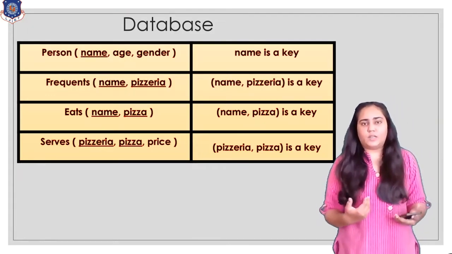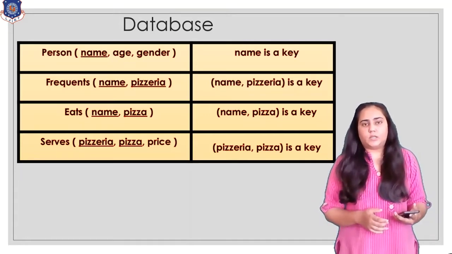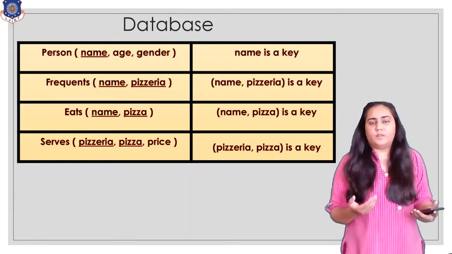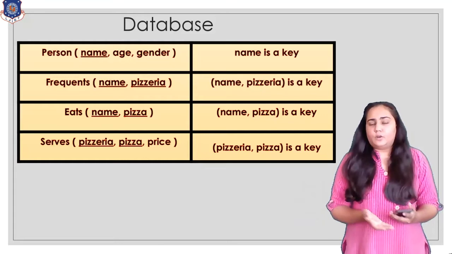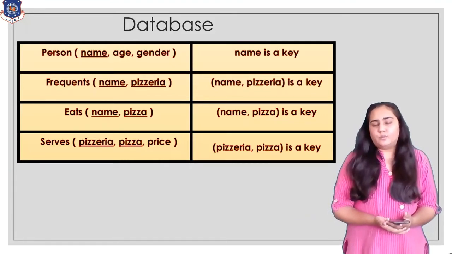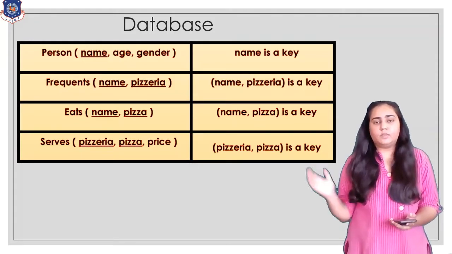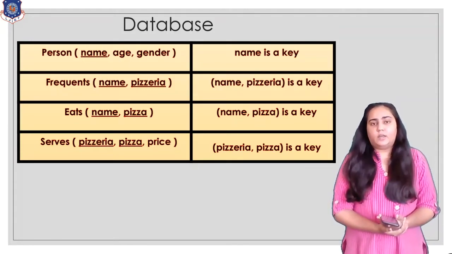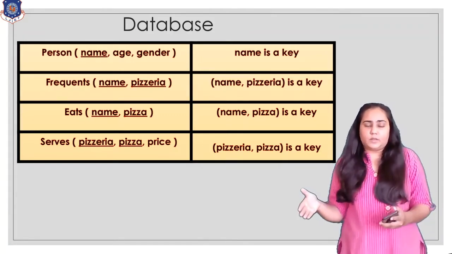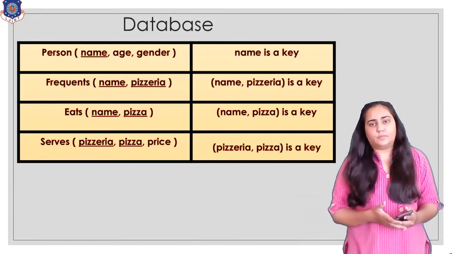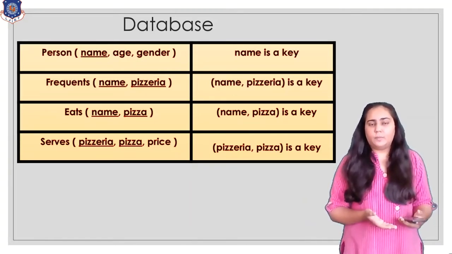If a person is frequently going to Domino's, then the entry of that person will be present in the frequents table with that person's name and the name of the pizzeria. Here, the primary key is formed by the combination of name and pizzeria. The next table is eats. This shows you the name of the person and the pizza that is eaten by that person. And here the combination of name and pizza together forms a primary key.